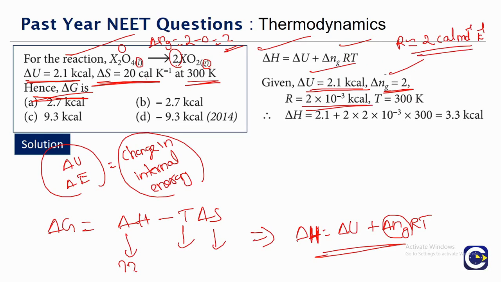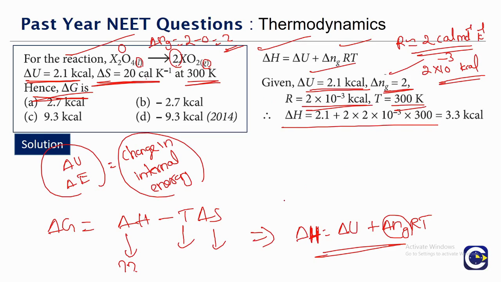Okay, but delta U is already in what? It is in kilocalories. So we should convert this into kilocalories and substitute. To convert to kilocalories, we should multiply by what? 10 power minus 3. Okay? So the value of R in terms of kilocalories is 2 into 10 power minus 3. And the temperature is 300 Kelvin. So we just substitute.